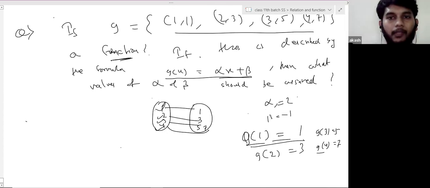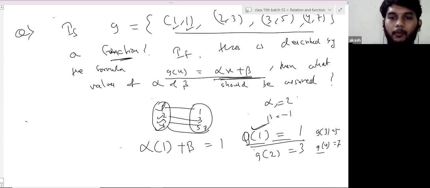g of 1 is 1, we know, right? If you put 1, then you get 1. So g of 1 is 1. So instead of g of 1, what can you write here? Alpha into 1 plus beta equals 1, because g of 1 is 1 means x equals 1. If you put it in this equation, you will get the value of 1. So we can write alpha plus beta equals 1.